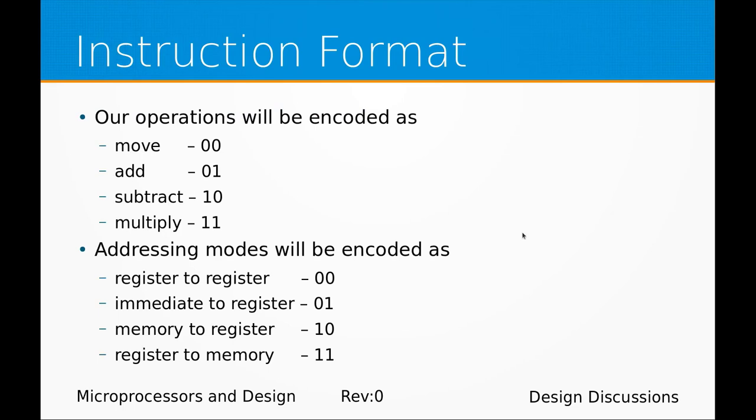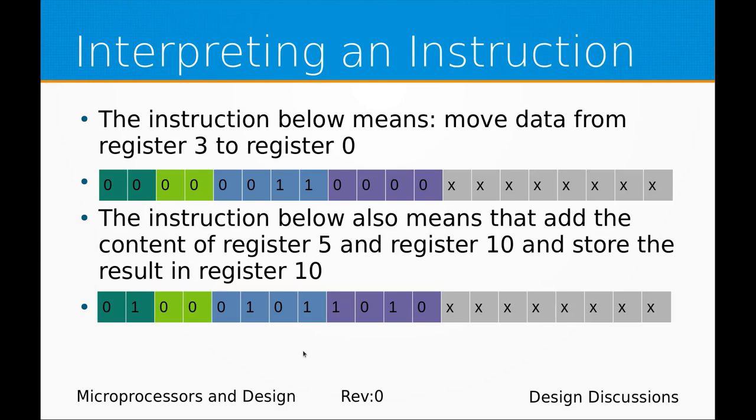Alright, so we are going to encode our operations as so: move would be 00, add would be 01, subtract would be 10, multiply 11. And then for the addressing modes: register to register, immediate to register. Alright, so let's see how to interpret instructions, at least from what we've designed.